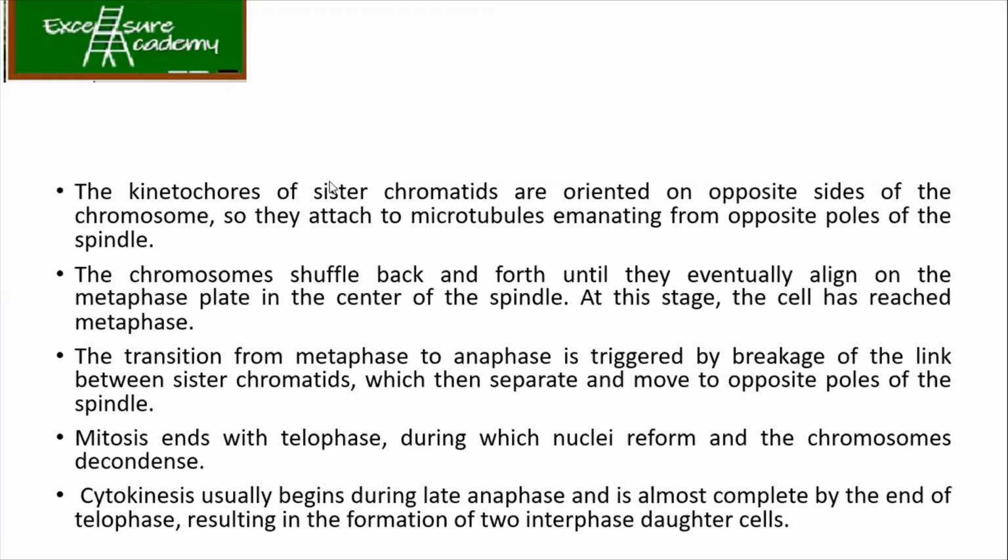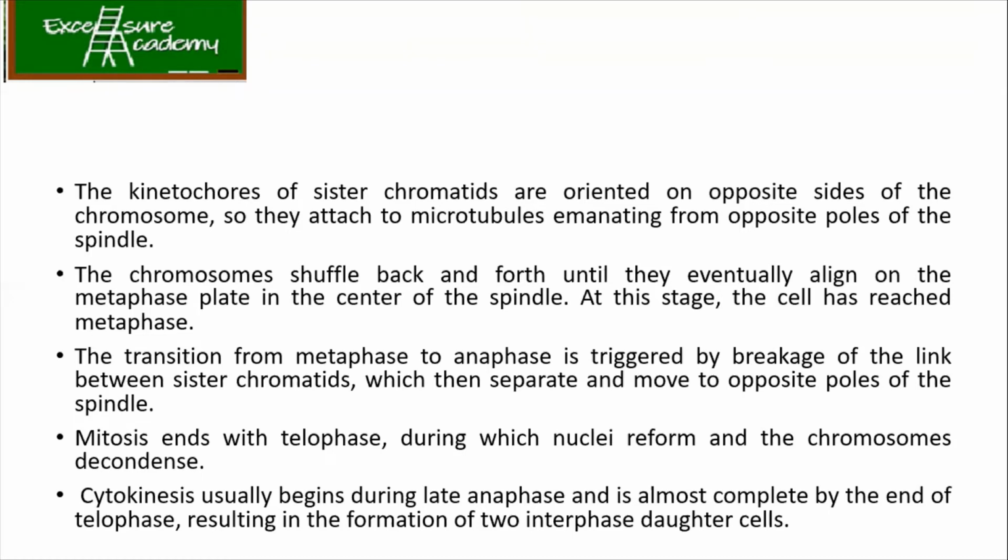So the kinetochores of the sister chromatids are then oriented on the opposite sides of the chromosome. They attach to the microtubules emanating from the opposite poles of the spindle. So the chromosomes shuffle back and forth to ensure that the spindle fibers are correctly attached to the kinetochores of the chromosomes, okay? And then at the metaphase, they are aligned in the same single plate.